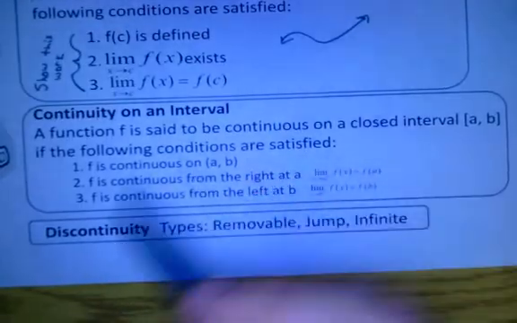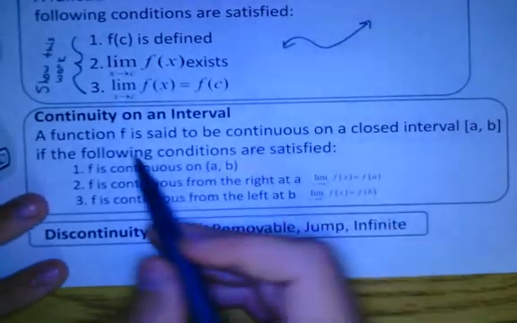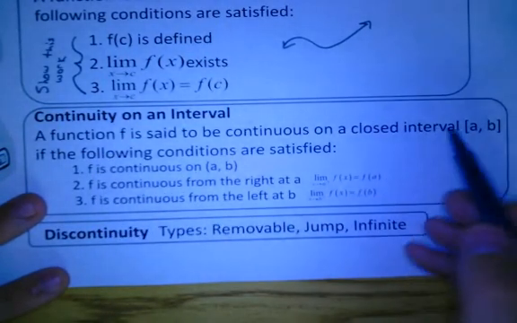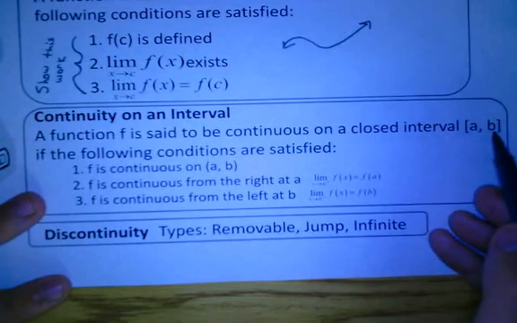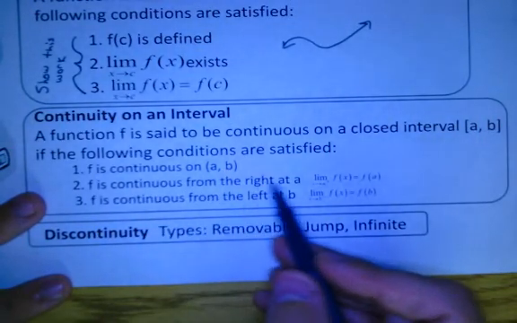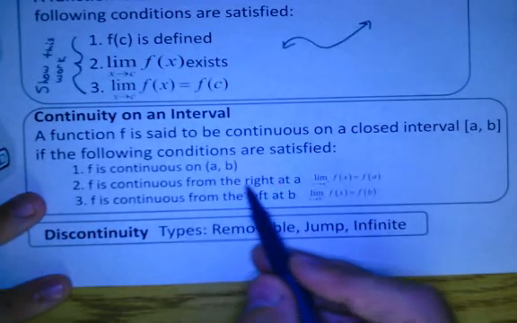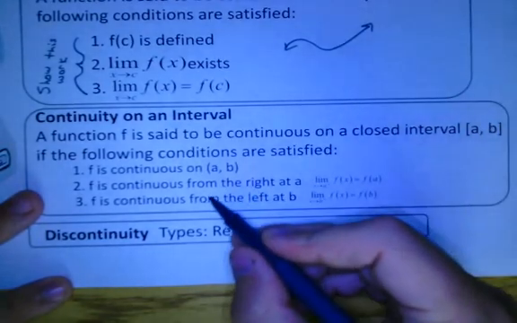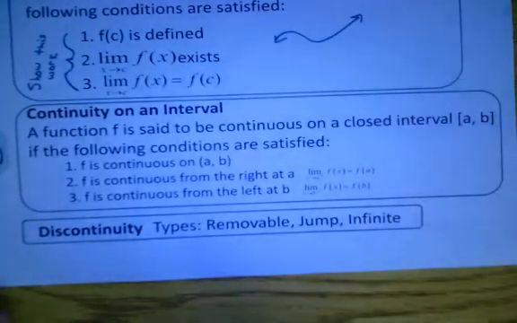So let's talk about continuity just on an interval. A function is continuous in an entire closed interval from A to B if it's continuous between the interval, and it's continuous on the edges of the interval. That's why it says it's continuous from the right of A, so just to the right of that, and continuous on just the left of B right there.